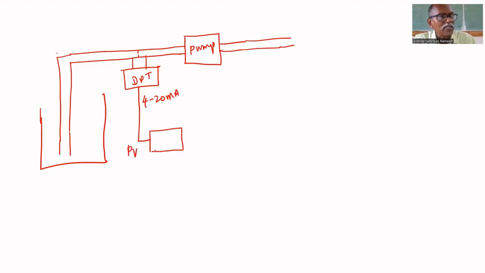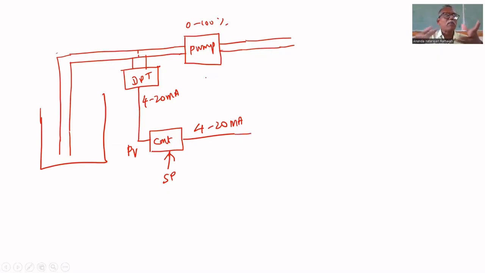Actual flow rate is measured. That is the process variable. The set point is also given to the controller. This is the controller. That gives again 4 to 20 milliamps. If it gives 20 milliamps, the pump has to run at full speed. If 4 milliamps is given, the pump should be stopped. So its speed varies from 0 to 100%, depending upon this 4 to 20 milliamps. How can the pump speed be varied?